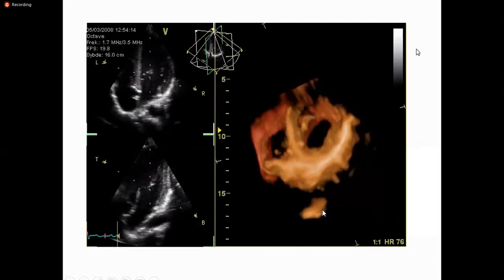Now, the second imaging technique is angiography. Angiography is another imaging technique. Through angiography, we place a catheter into the coronary arteries and inject dye into the coronary artery, and through the fluoroscope, we visualize the anatomy and contour of the coronary arteries.